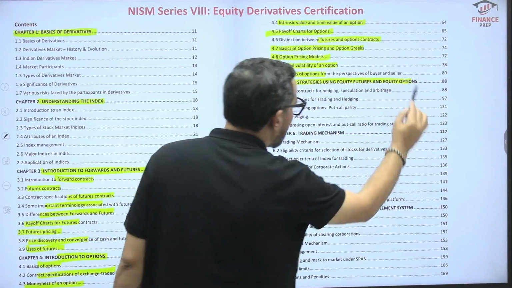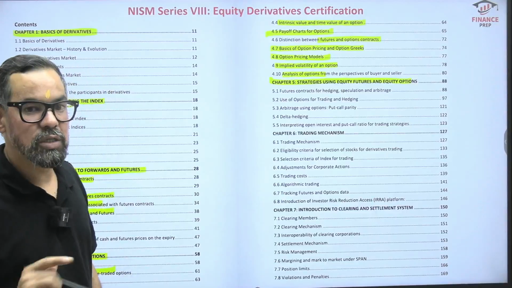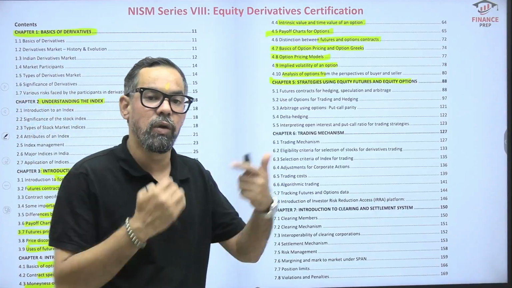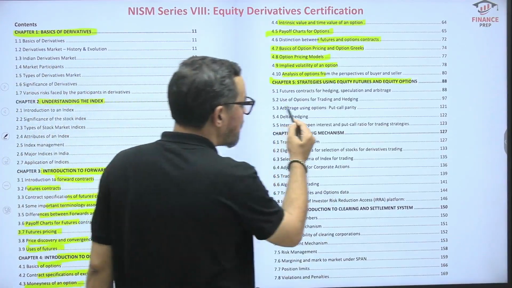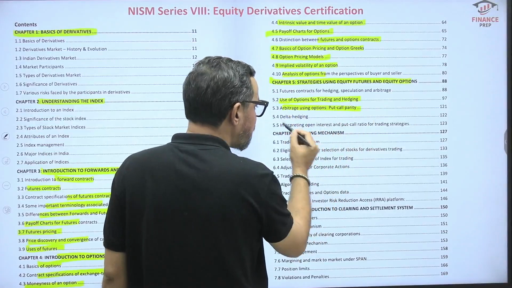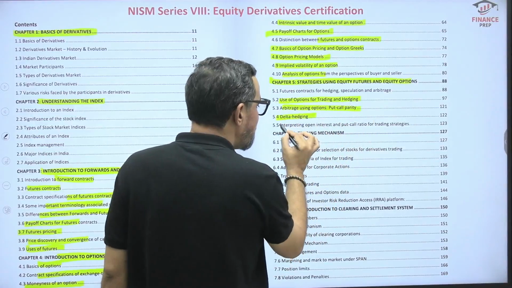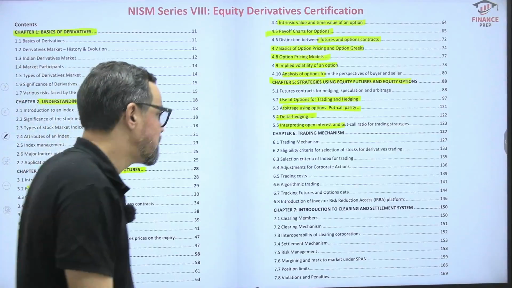Next unit we have strategies using equity future and equity options, and how we are using these particular ones for trading and hedging purposes. So we have arbitrage, put call, we have trading and hedging, and we have delta hedging, and we have interpreting the open interest and put call ratio for the trading strategies.